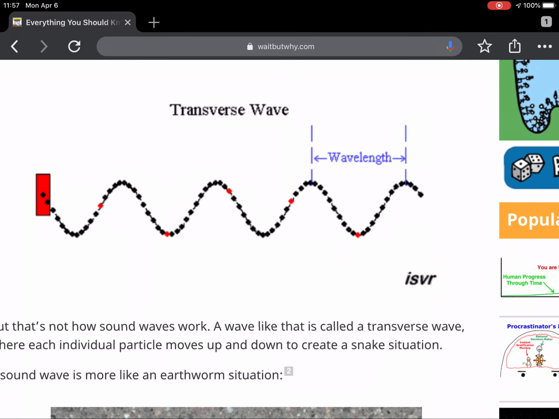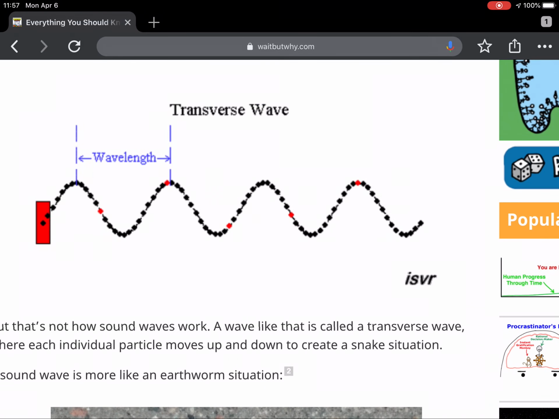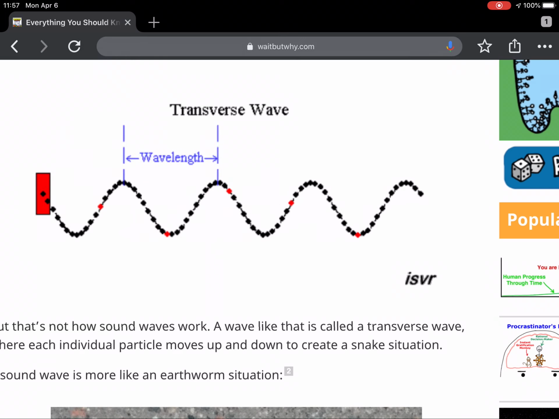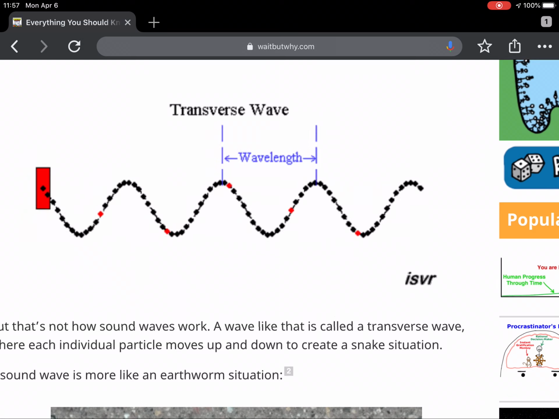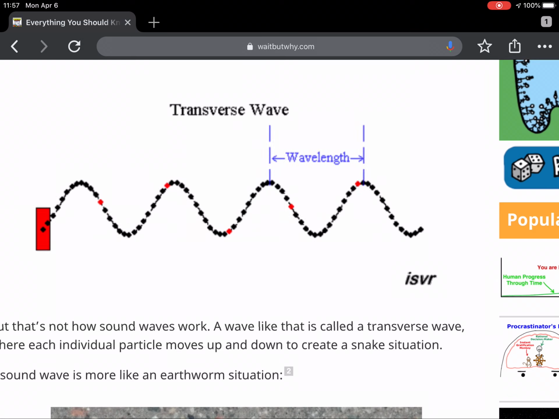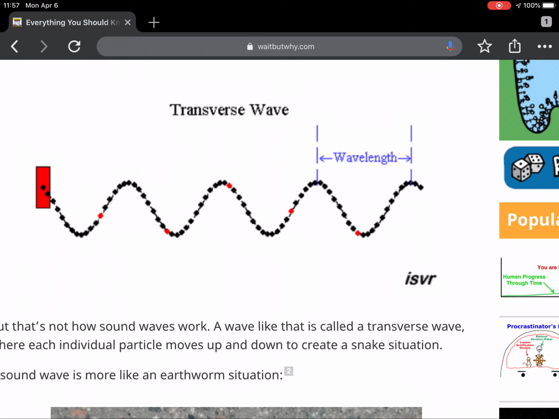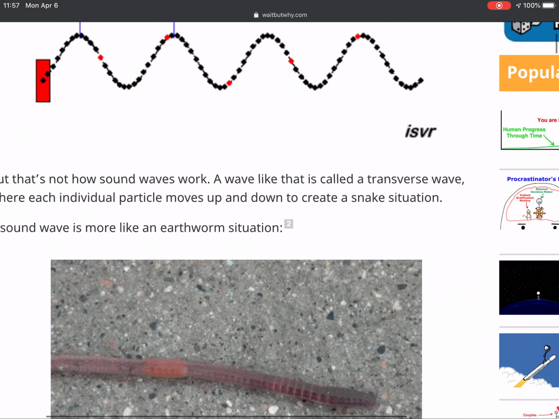I'll show you another picture of a transverse wave. Here's a perfect idea of the transverse. Look at those red dots. They move up, they move down. The energy is moving left and right, but the transverse particles are moving up and down. They're moving perpendicular, at right angles, to the direction of travel of the wave.